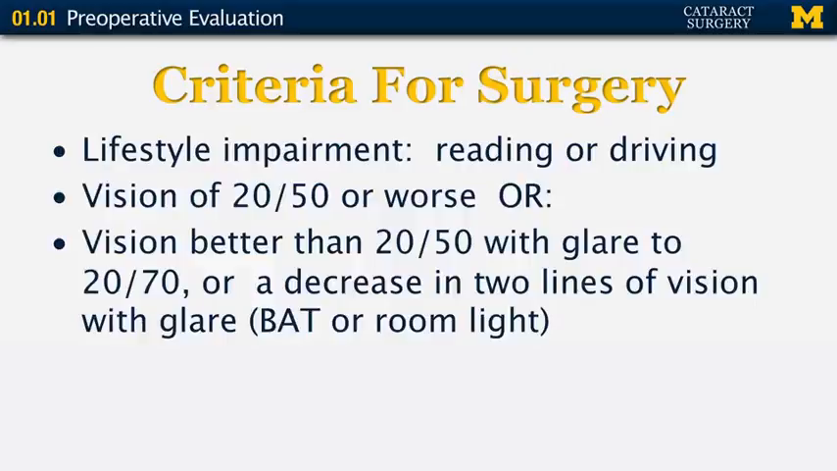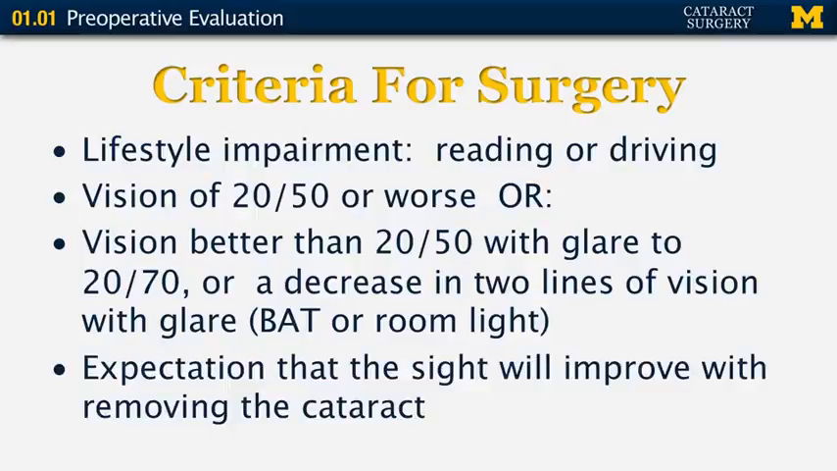The insurance companies have their own set of criteria for cataract surgery. That is 20/50 vision or worse, or if the vision is better than 20/50, it has to glare to 20/70, or at the very least demonstrate a decrease in 2 lines of vision with glare testing. And then, of course, you have to have the expectation that the sight will improve by removing the cataract.